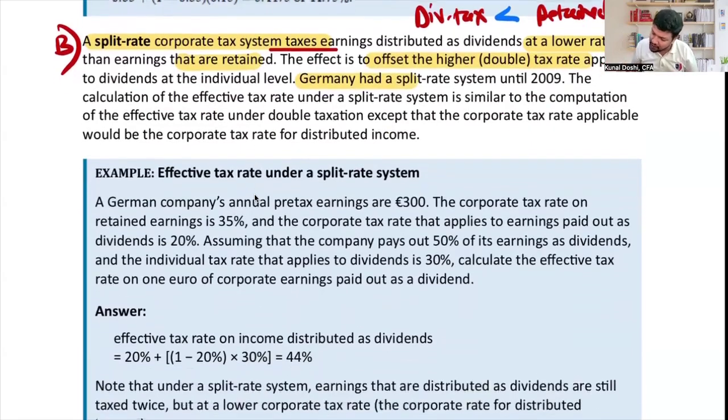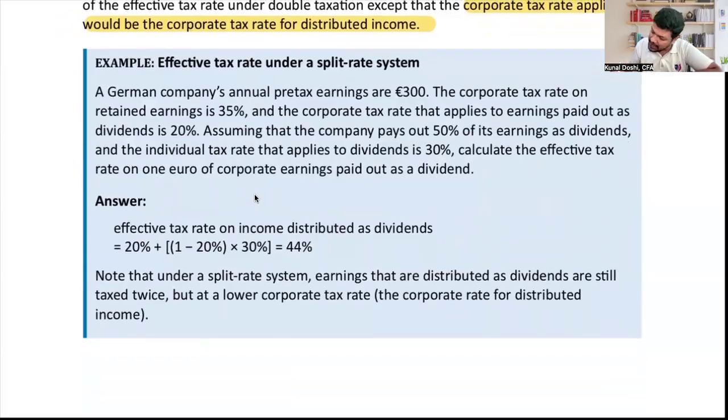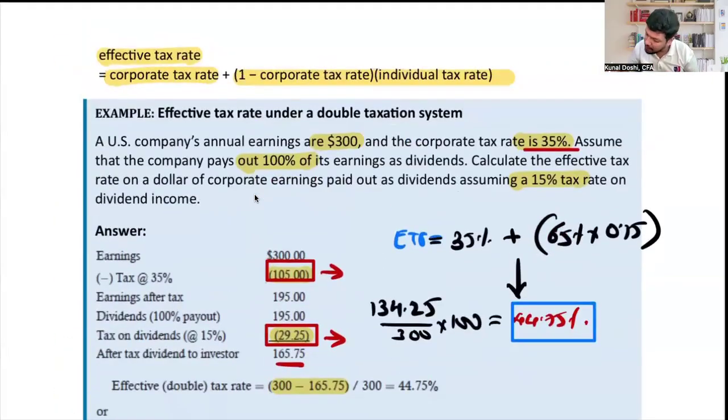So in this case, what will happen? The calculation is exactly similar, just that the corporate tax rate now will be different for the distributed income. How is this going to be different? Let me show you this. Again, it's the same thing, no big difference here. See this. German companies' annual pre-tax earnings are the same, 300. Corporate tax on retained earning is 35. So if the company is retaining, like here, whether retained or paid, it didn't matter.